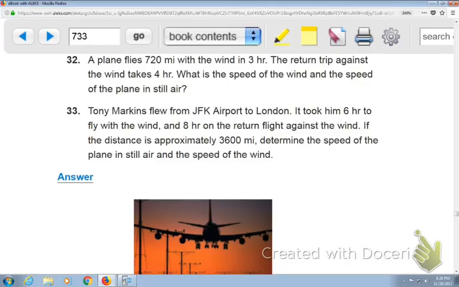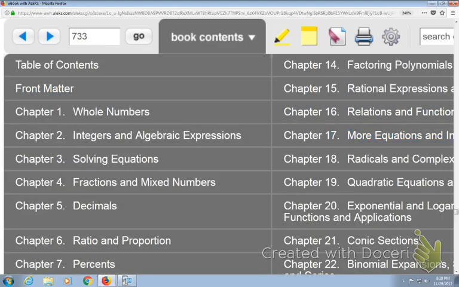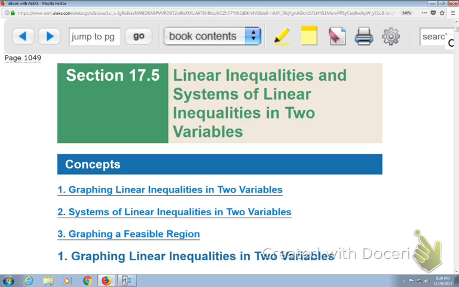So no more word problems. How about we do some more graphing? Our last section is 17.5, where we talk about linear inequalities and systems of linear inequalities in two variables. So we solved inequalities before. For example, this is just kind of a flashback. How did we do the solution for x is greater than or equal to negative 3?